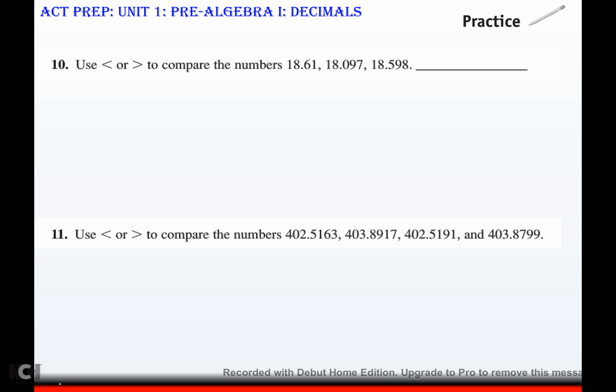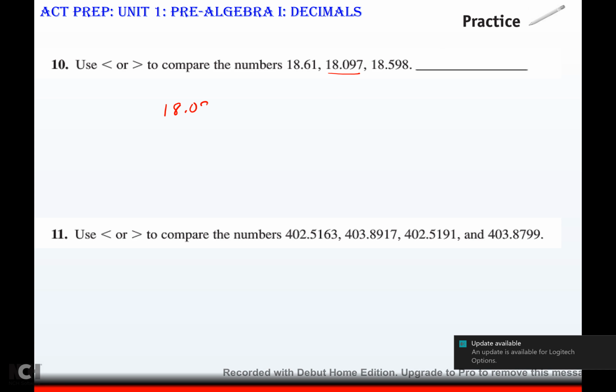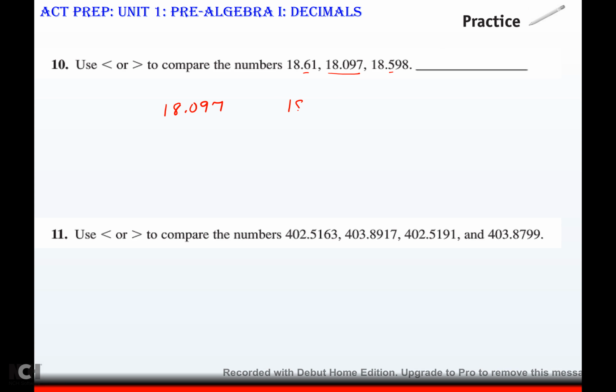Alright, again, we got to put these in order and compare them. You can go big to small or small to big. I like going small to big. So, we have 18.097 would be the smallest. Then 0.5 and 0.6. 0.5 would be the next biggest. And 0.6 the mid, and 18.61 would be the biggest. And then we would make them go this way because you will always want to eat the bigger number.